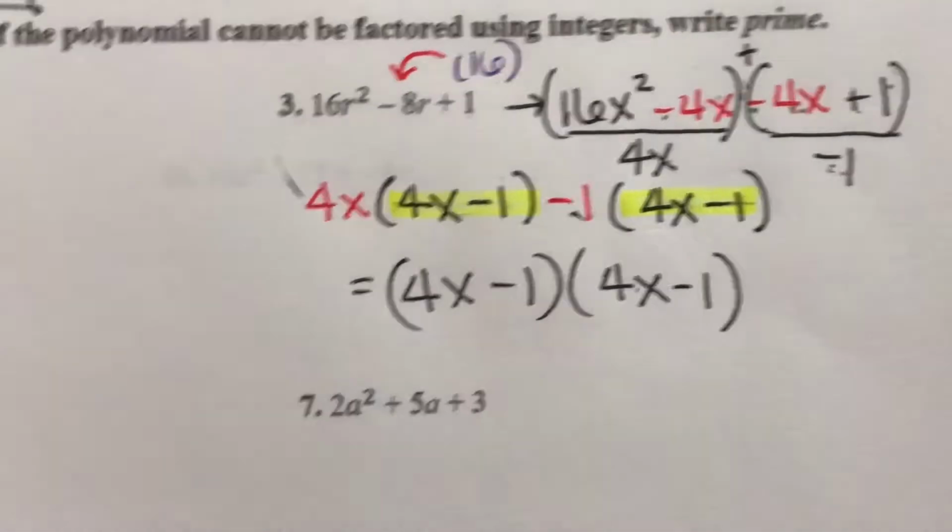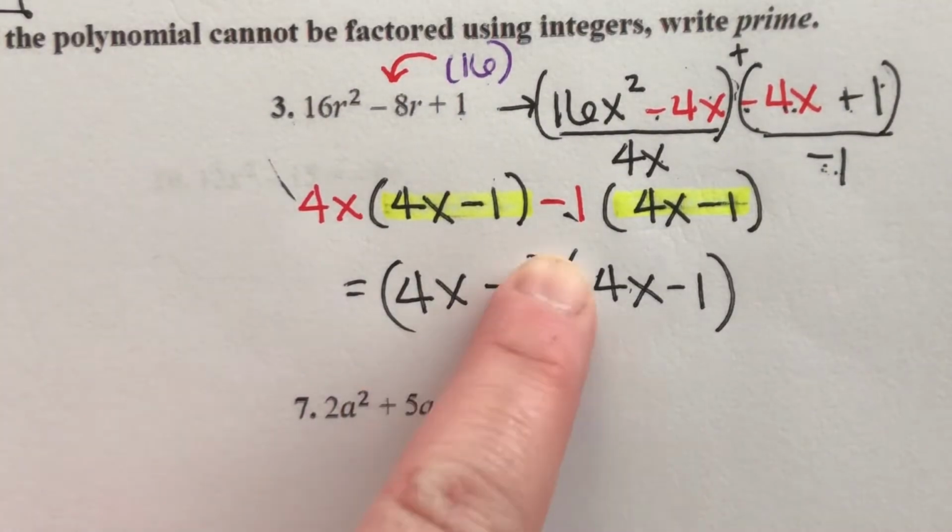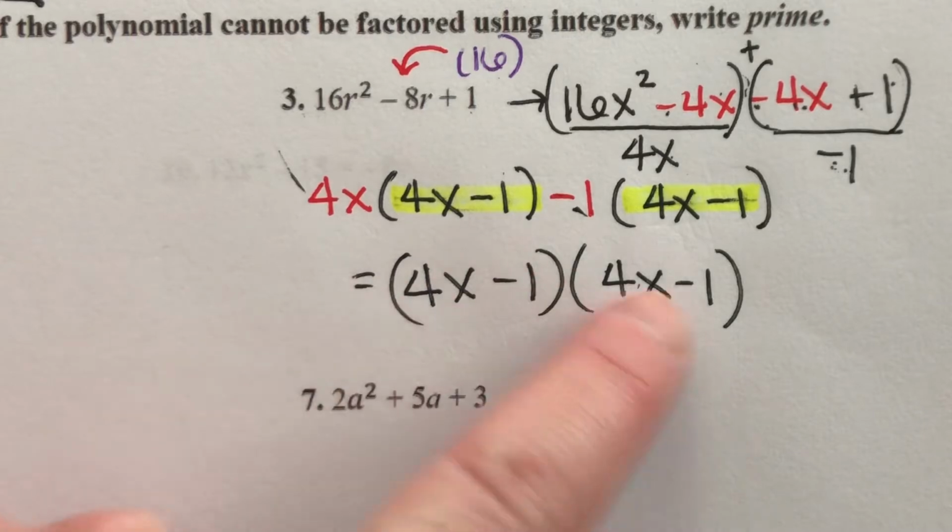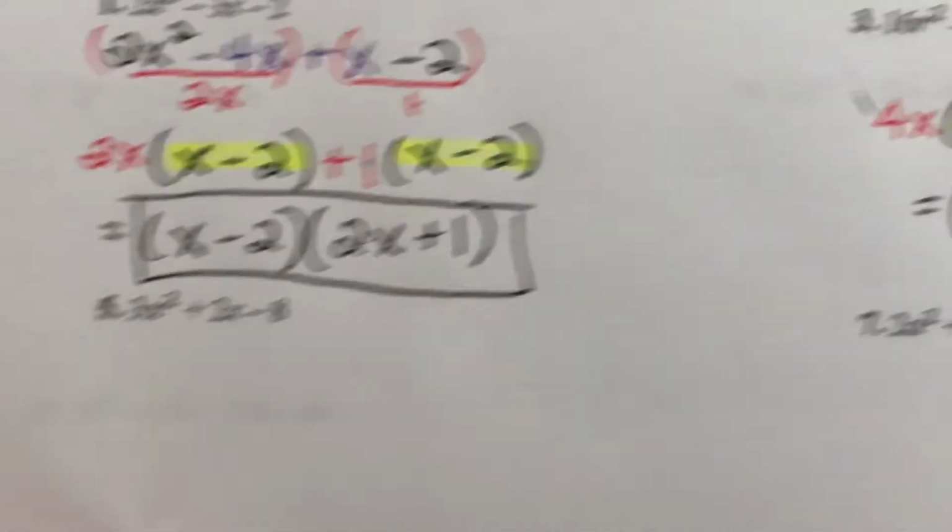And you'll see that this is kind of a special case in itself because it's the same binomial and it's actually just squared. But we'll get into a shortcut for how to solve that in the next lesson.